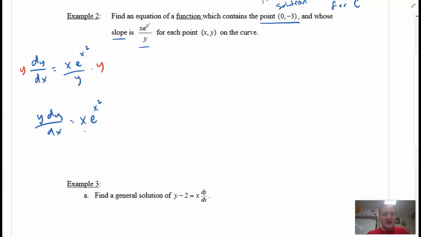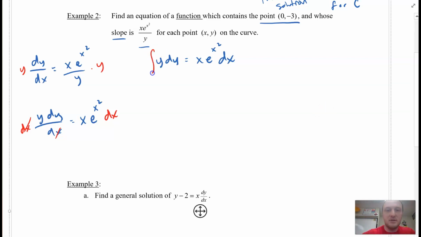And now what I want to do is I want to go ahead and multiply each side by dx. Okay, so what we get is y dy is equal to x e to the power of x squared dx. All right, so now my variables are separated, and what I want to go ahead and do is now integrate. Okay, so now I'm going to integrate, and on the left, this is a simple integration.